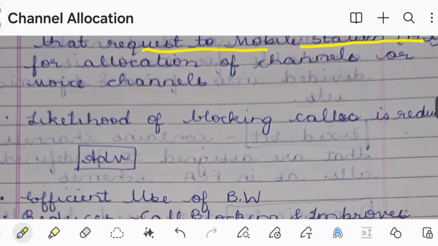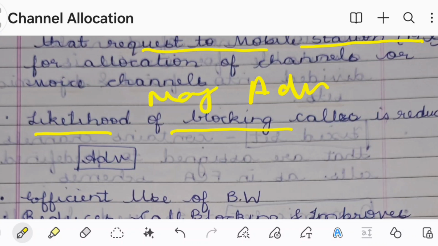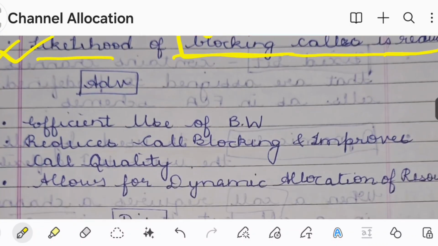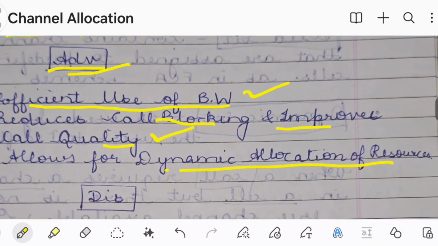Likelihood of blocking calls: in the earlier fixed one, the call would be blocked if channels were unavailable. But in the dynamic one, this is the major advantage, that blocking of calls is reduced. This is very important. So what are the advantages? Efficient use of bandwidth, reduced call blocking, improved call quality, and it allows for dynamic allocation of resources.